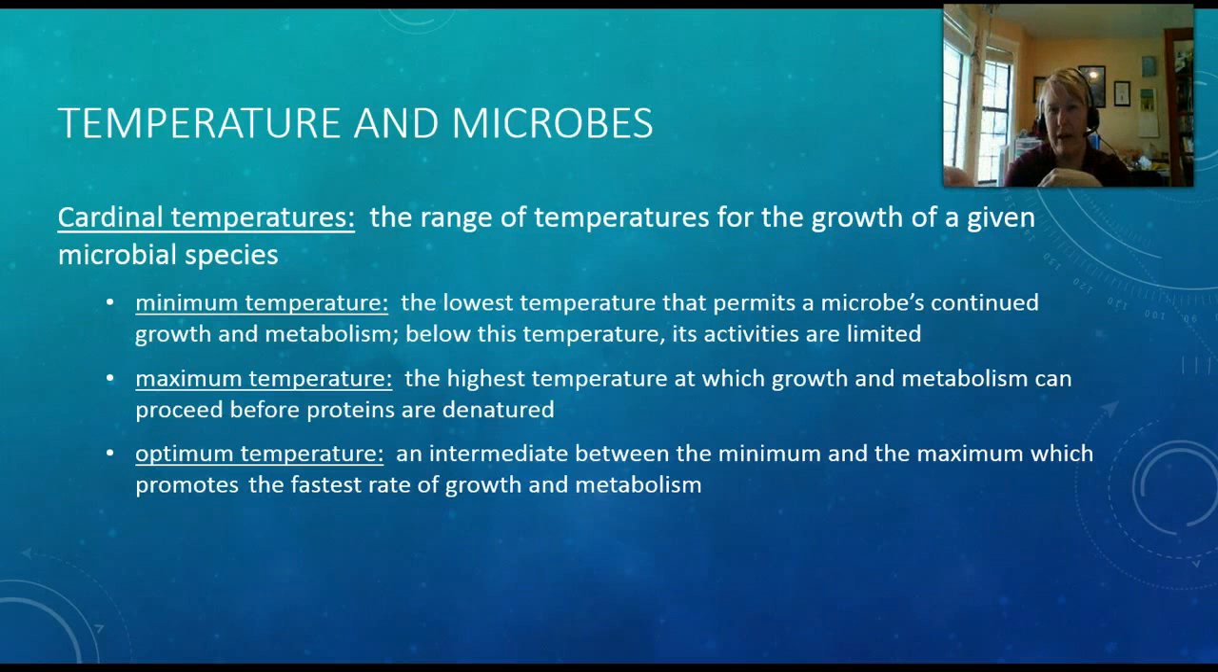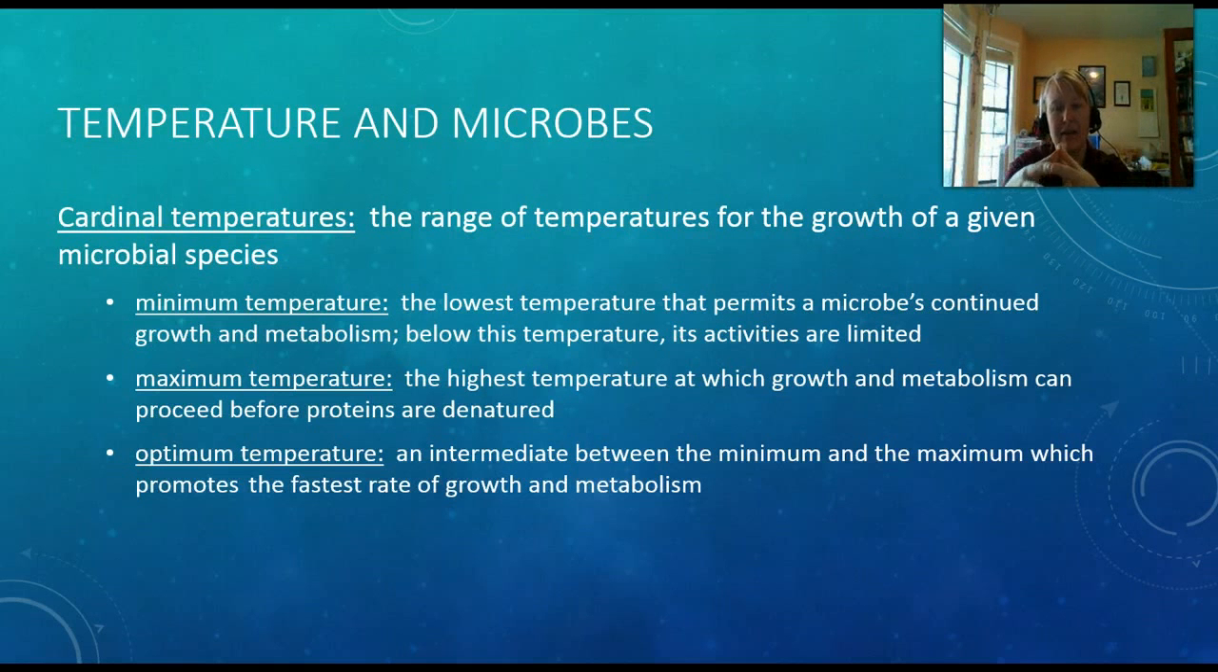The maximum is a little bit more of a finite temperature, right? Because microbes can kind of live beyond the minimum temperature, especially if the environment's right. They pack up their suitcase and hibernate for winter. The maximum temperature, though, is where proteins denature. This is where things fall apart. So the maximum temperature is definitely much more of a stop point for these guys. And then there's the optimum temperature. This is the place where they grow best.